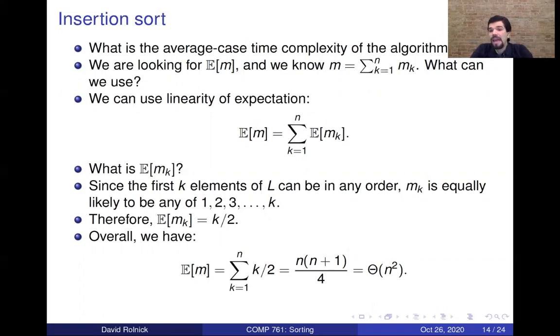So in this case, the average case complexity is the same asymptotically as the worst case complexity, but it is still going to be faster. It's just only by a constant. Are there questions?